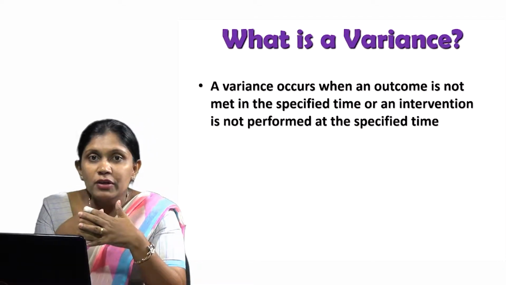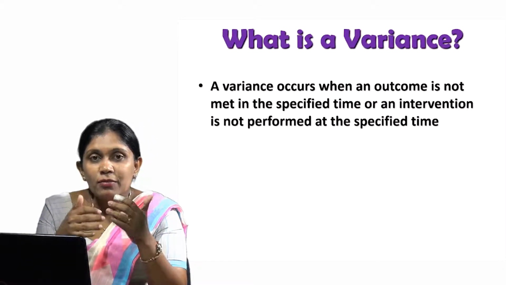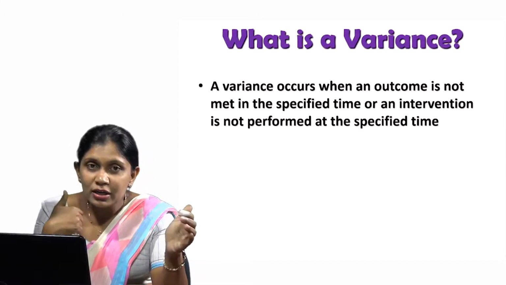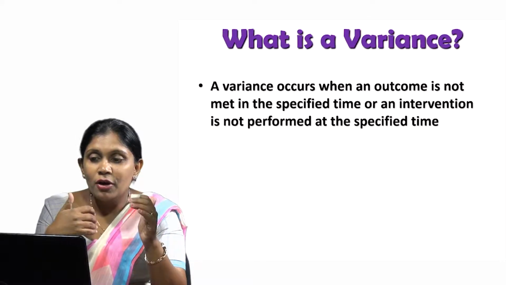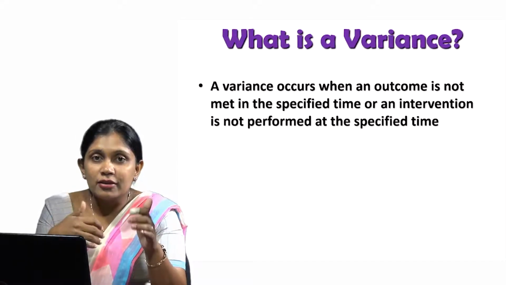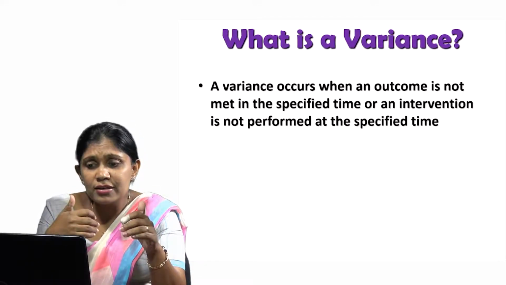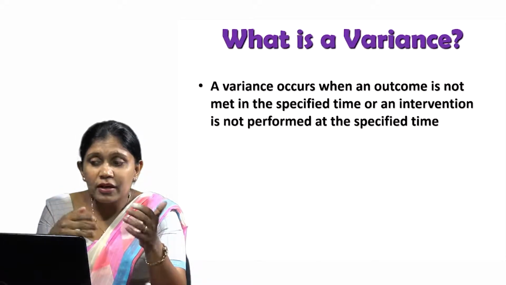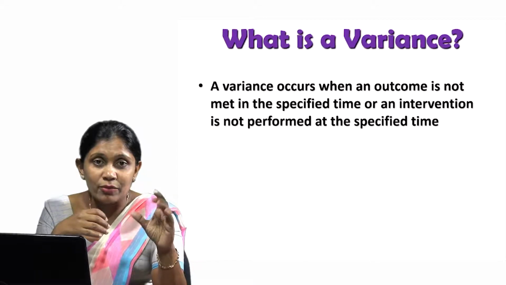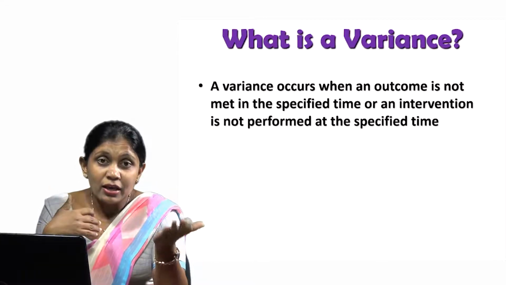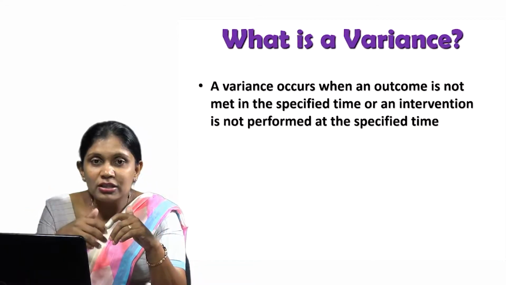Next, we'll see that sometimes this care pathway is not running smoothly. Not all the time, but sometimes. So we call it variance. Variance occurs when an outcome is not met in the specified given time as scheduled in the care pathway. We are not going to achieve those things.